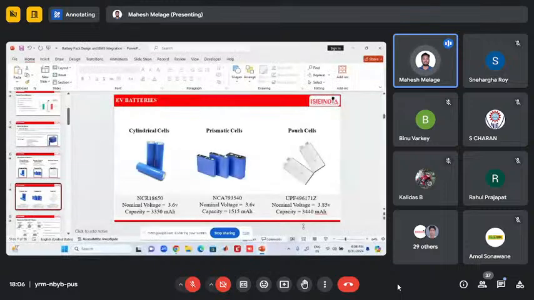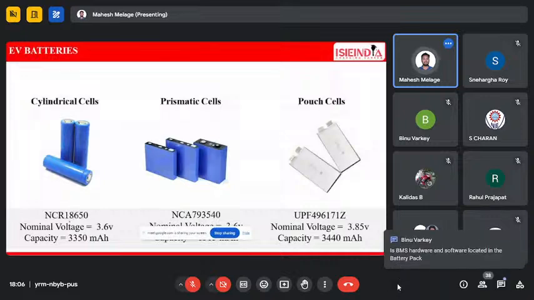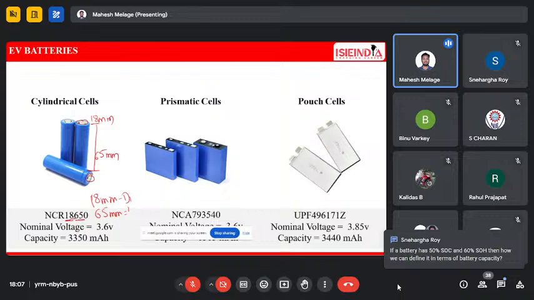So this is the cylindrical cell dimension, right? These first two, 18 mm, is the diameter. Next two, 65 mm, is the height or length. The diameter is 18 mm and the height is 65 mm. Clear?